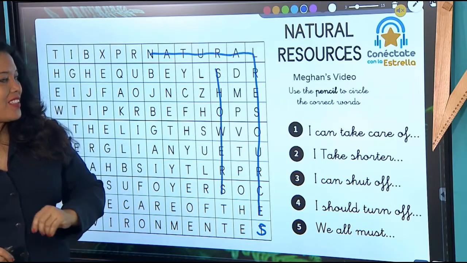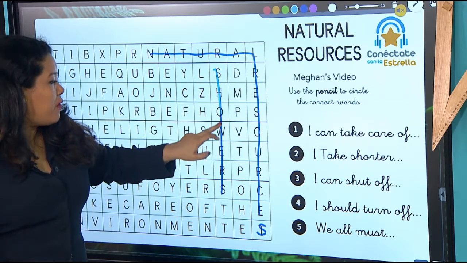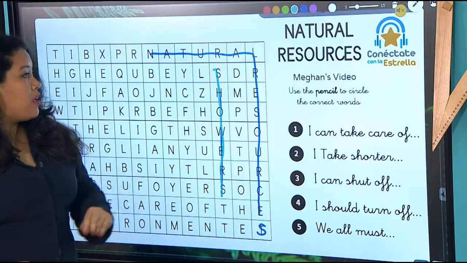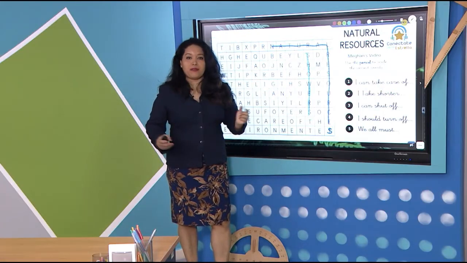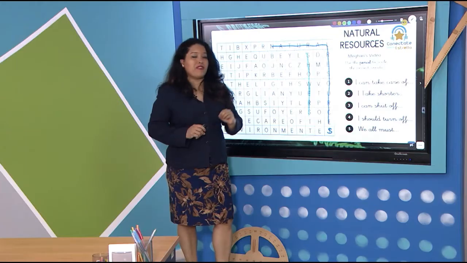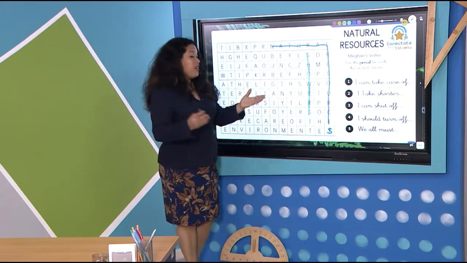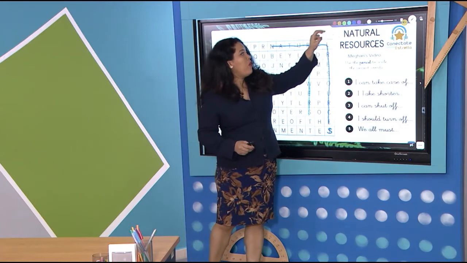Very good. Let me select another one. Number three, I can shut off... Anita, tell me. I can shut off the water. Where is it? The water is here, right? Very good. Number four.